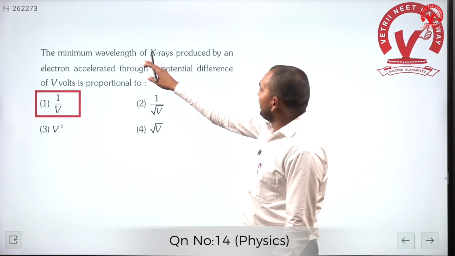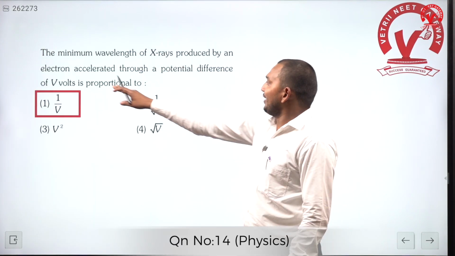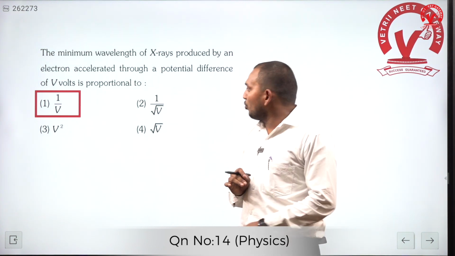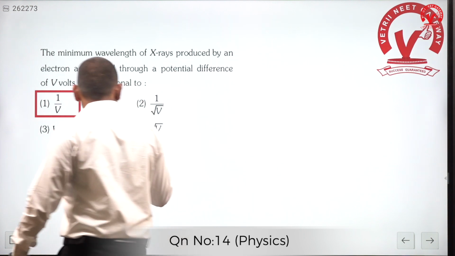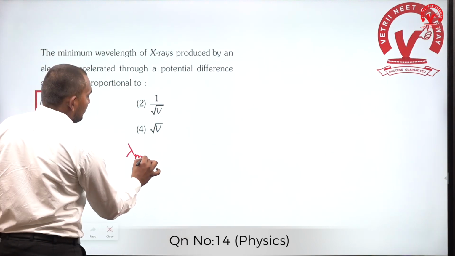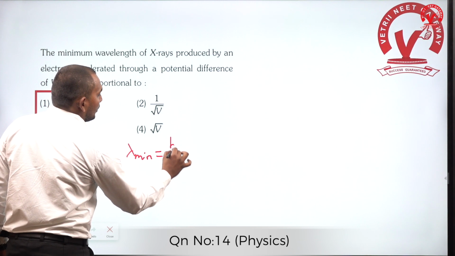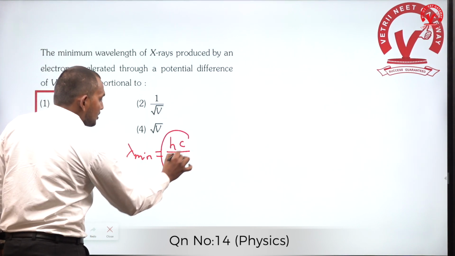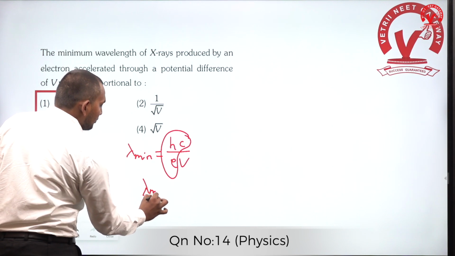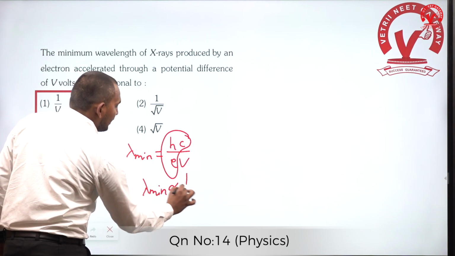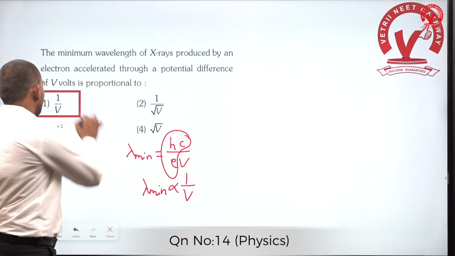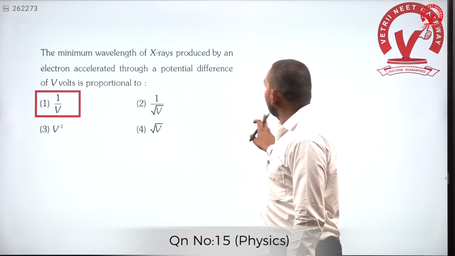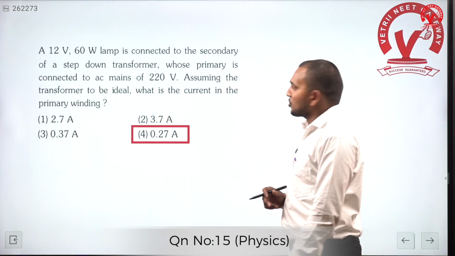Next, the minimum wavelength of X-rays produced by an electron accelerated through a potential difference of V volts is proportional to, and we know lambda minimum is equal to hc by eV. Then constants we can remove. Lambda minimum is inversely proportional to 1 by V. So option 1 is the correct thing. Then we will move to the next question.